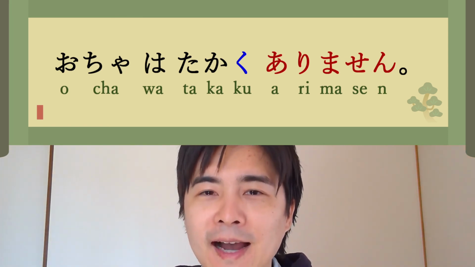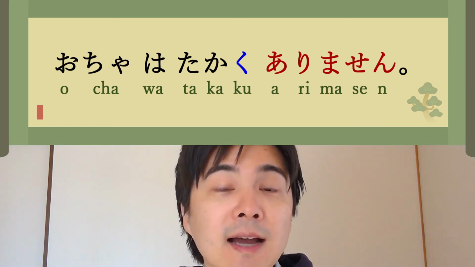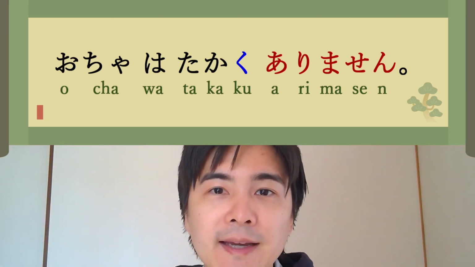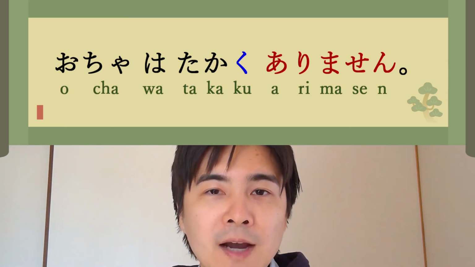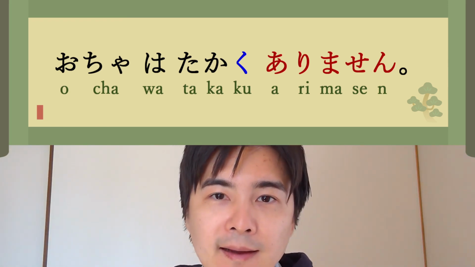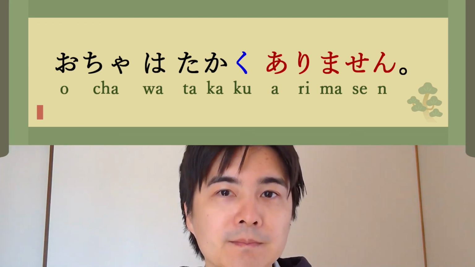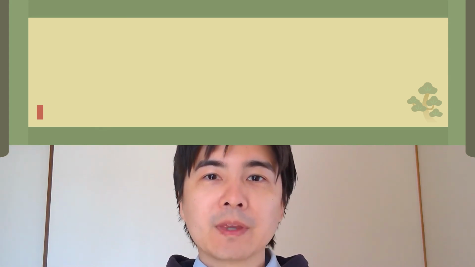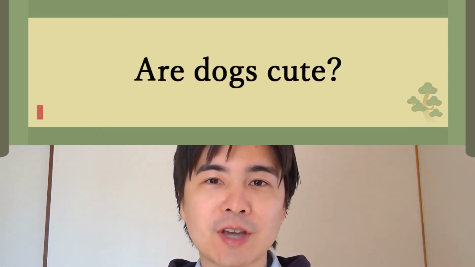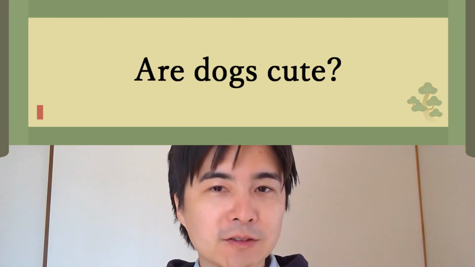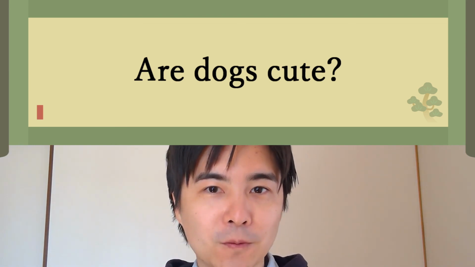Please don't say 高いではありません because 高い is an adjective. We need to say 高くありません。お茶は高くありません。Question 10. Are dogs cute? Please translate this into Japanese. Are dogs cute? If you want to think for a while, please stop this video.